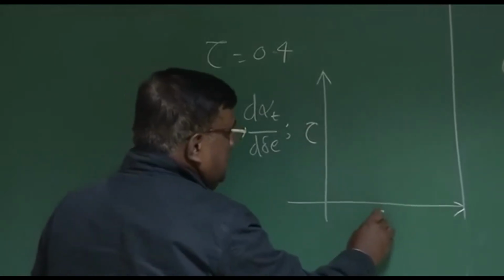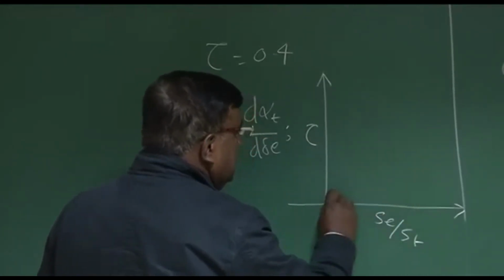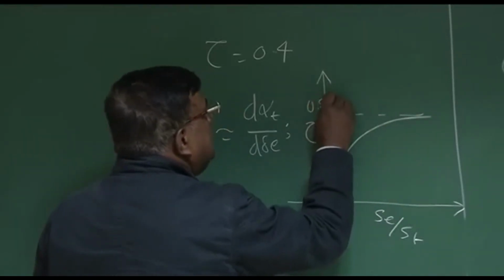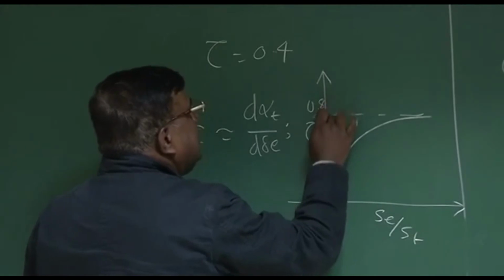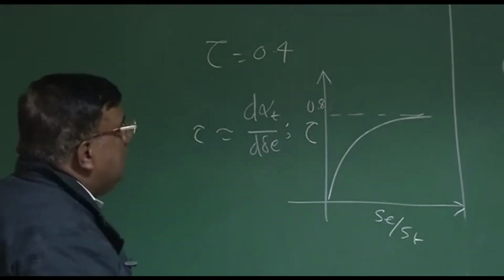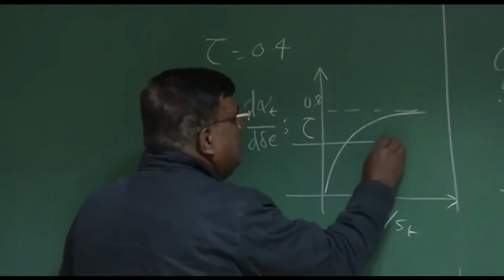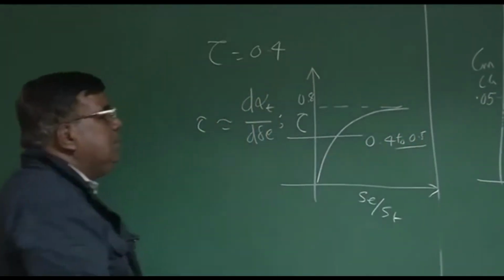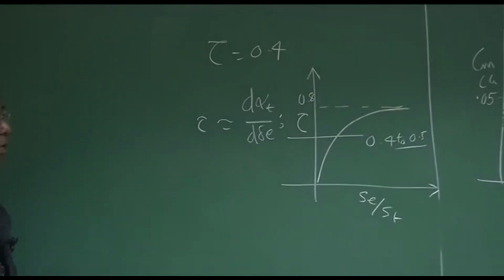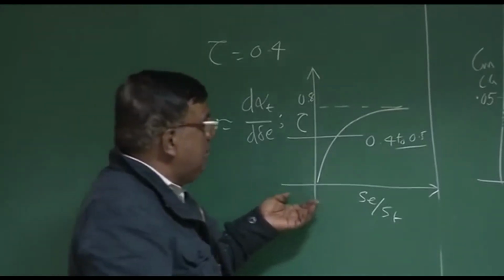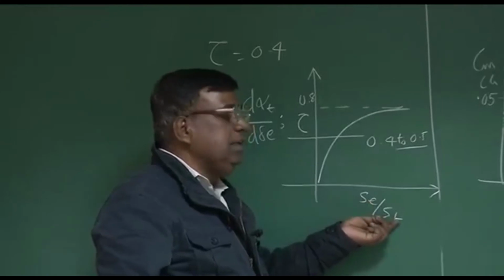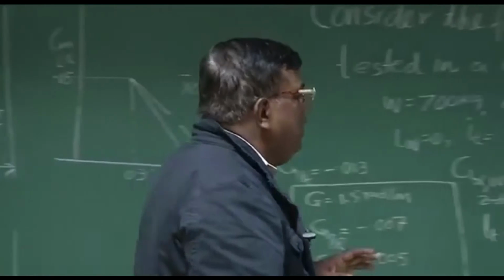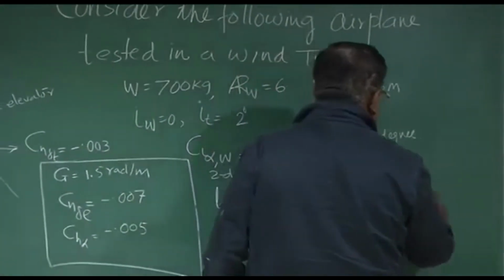This is tau, this is AE by ST, and it will be something like this. Maximum value will be 0.8 to 1. Let's say practically 0.8. And the typical value lies between 0.4 to 0.5 or 0.6 sometimes. So one can find out empirically if I know what is the elevator area and what is the tail area. So for this problem, this whole exercise has been done, and you are given tau as 0.4.